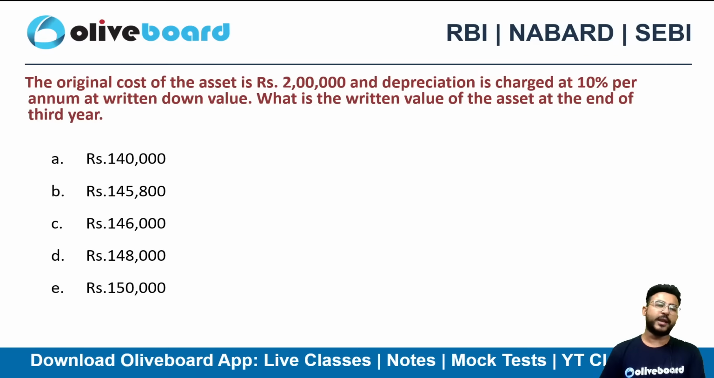Next one. Depreciation related question. Original cost of the asset is 2 lakh. Depreciation rate is 10%. WDV, written down value. You need to tell me the written down value of the asset at the end of the third year. Charge depreciation for 3 years and tell me the WDV here.